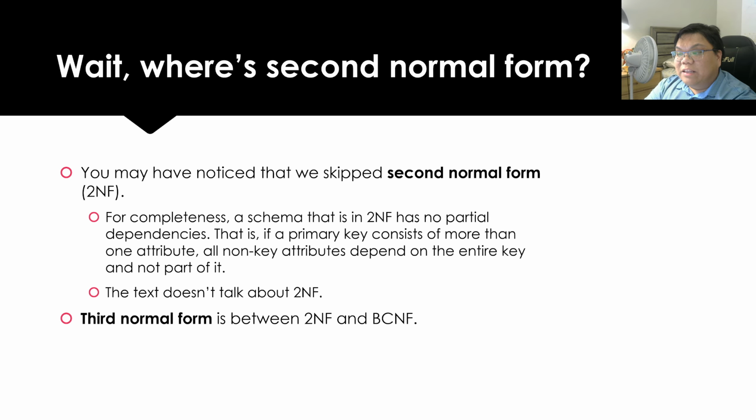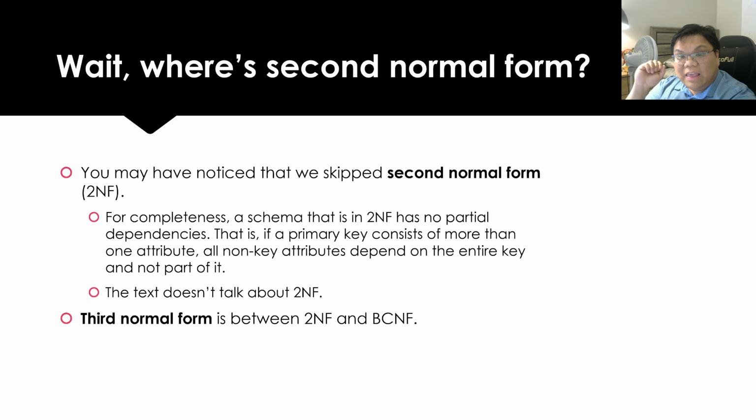So, a schema that is in second normal form has no partial dependencies. If you have a primary key that consists of 2 or more attributes, all non-key attributes must be determined by both of those attributes, not part of it. If you have the whole primary key, you must use the entire primary key. You cannot use part of it.